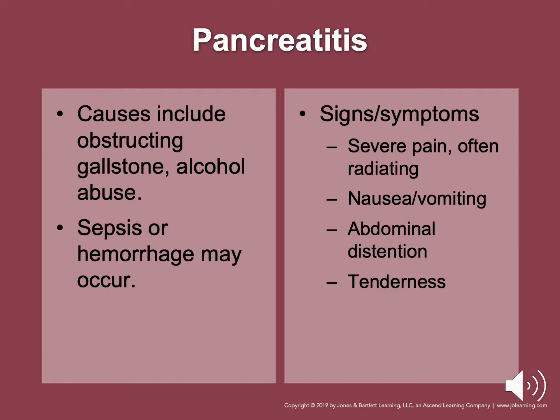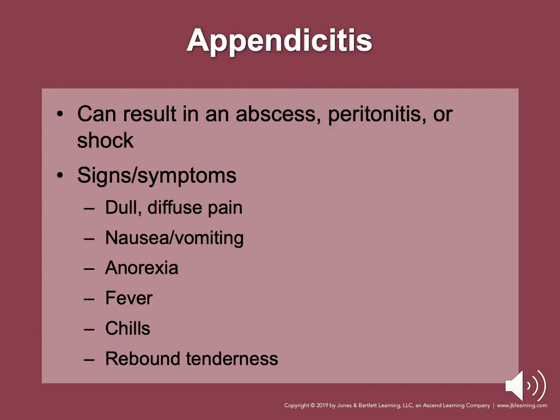Appendicitis is a frequent cause of acute abdomen. It can cause an abscess, peritonitis, or shock. Pain is initially more generalized, dull, and diffuse, and may center around the umbilical area. Pain later localizes to the right lower quadrant and may cause referred pain. Nausea, vomiting, anorexia, fever, chills, rebound tenderness. Women who are pregnant may not exhibit this symptom.